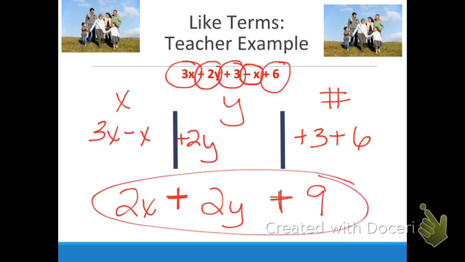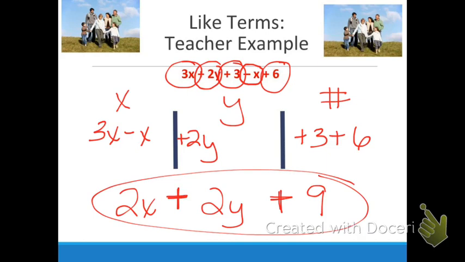Now, I'll always have a person or two who wants to add 2 plus 9 and get something else. You can't, because this is X plus X, Y plus Y, and then 9 single numbers. So you can't do that. So don't try to combine them. Once you get this, you're done because you can't mix the families together. Okay, so far?